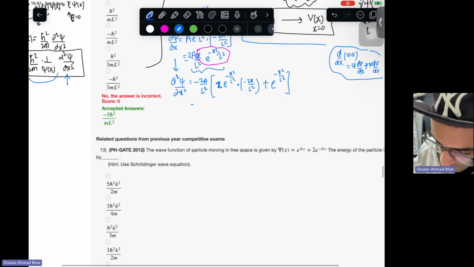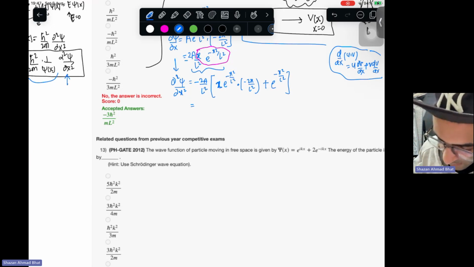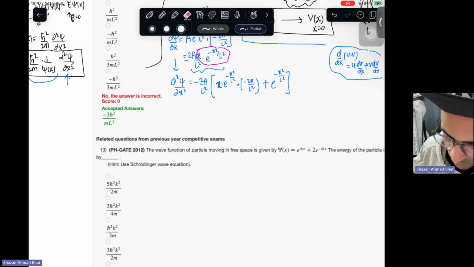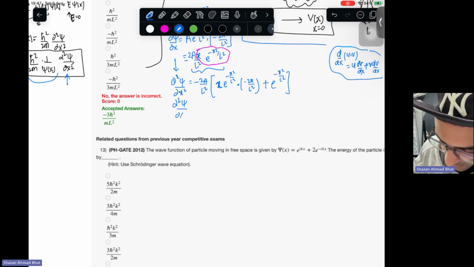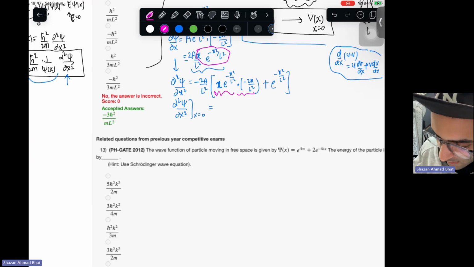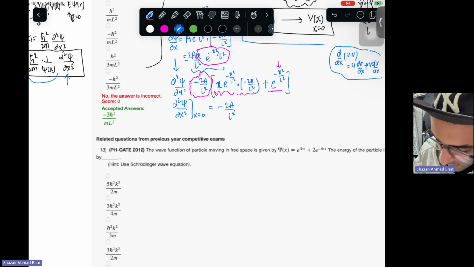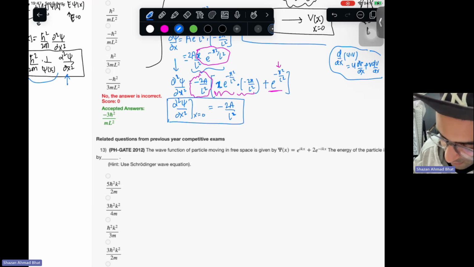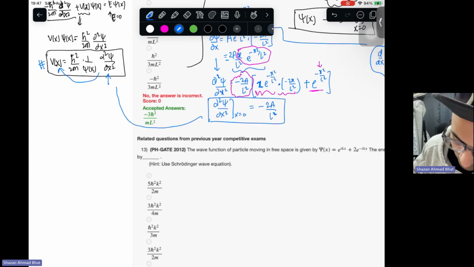Okay, so now what we are left with is we have to compute ∂²ψ/∂x² at x equals 0. When you put x equals 0, this term will go totally, this term will remain, and e to the power 0 is 1. That means you get this thing as −2a/L². This is the term which you have to use here.